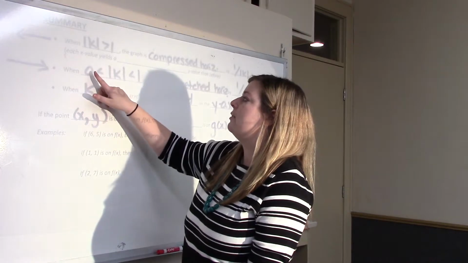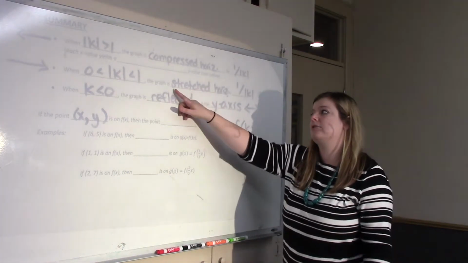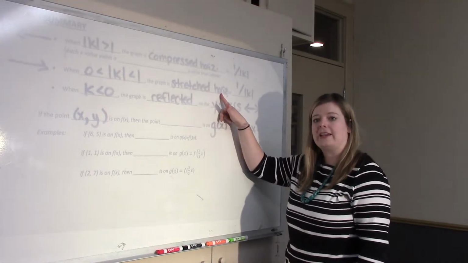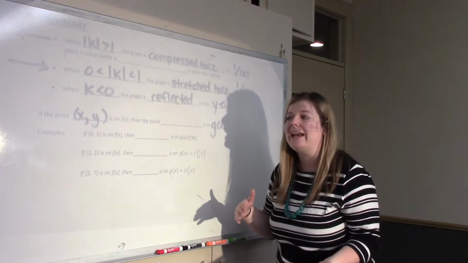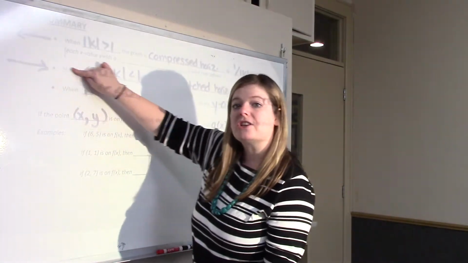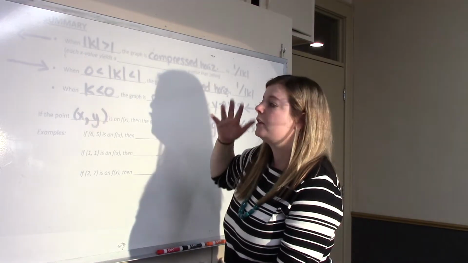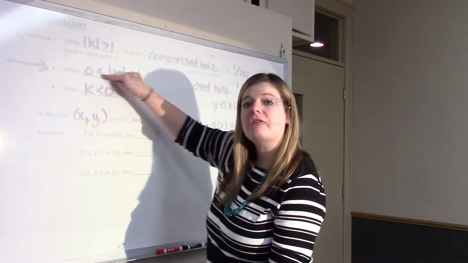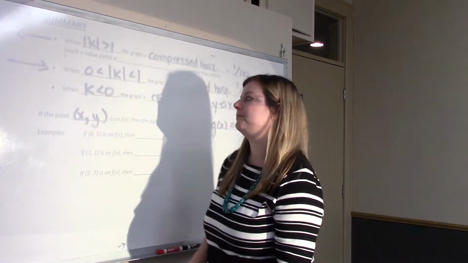But if your k value is between 0 and 1, then that's actually a stretch. So the graph is stretched horizontally by 1 over k. If your k value is 1 over 3, then everything's being stretched out by, instead of 1 over 3, 3 over 1. So by 3. All the x values are 3 times as far out as they used to be. That's why I have the arrow this way.